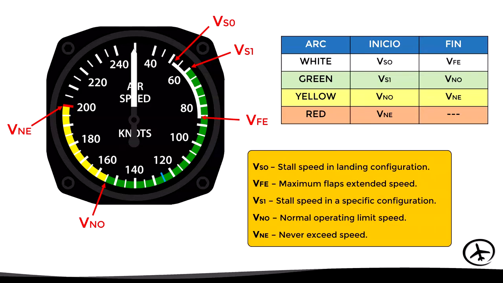And finally, the red line represents only the VNE. Up to this point, we have seen what an indicator dial consists of in a single-engine aircraft. However, in twin-engine aircraft, we will find two additional markings. The first is the blue radial line, which represents the VYSE.